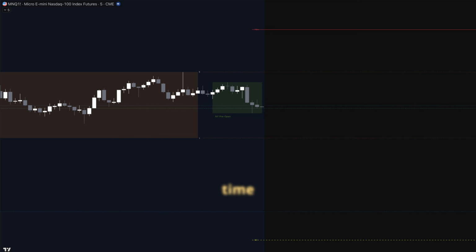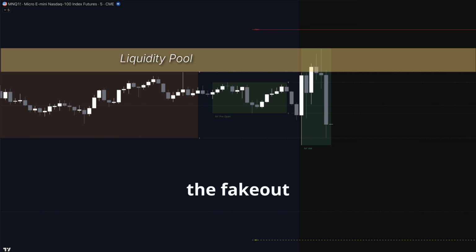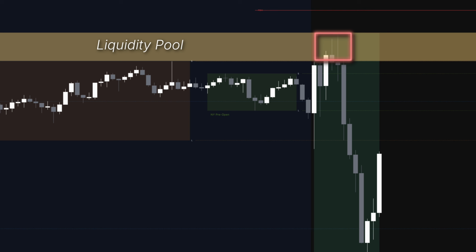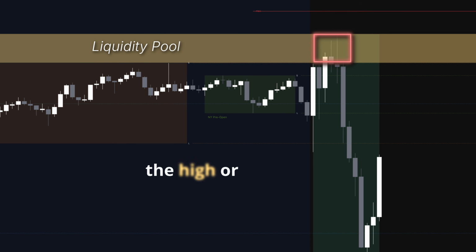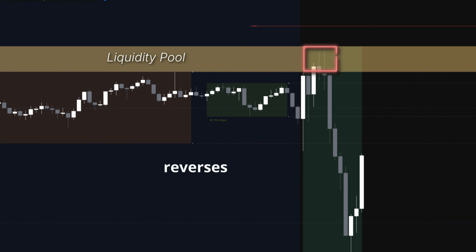If you've been trading for some time, you've seen the liquidity sweep, the grab, the stop hunt, the fake out, whatever you call it, it is everywhere. The raid above the high or below the low. The move that takes everyone out right before it reverses.